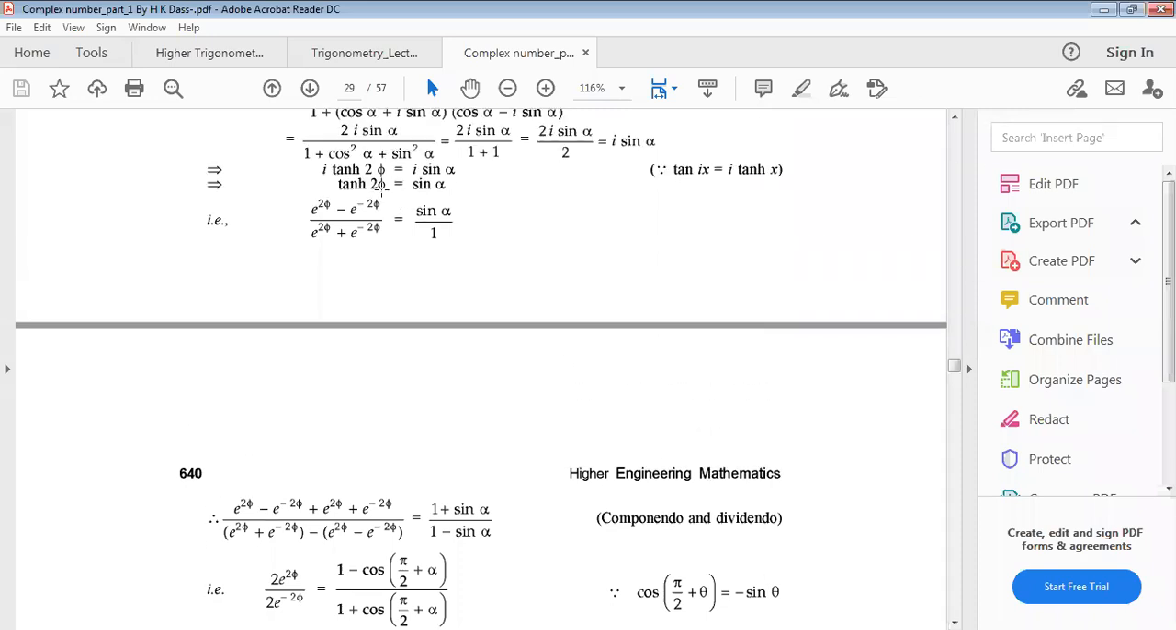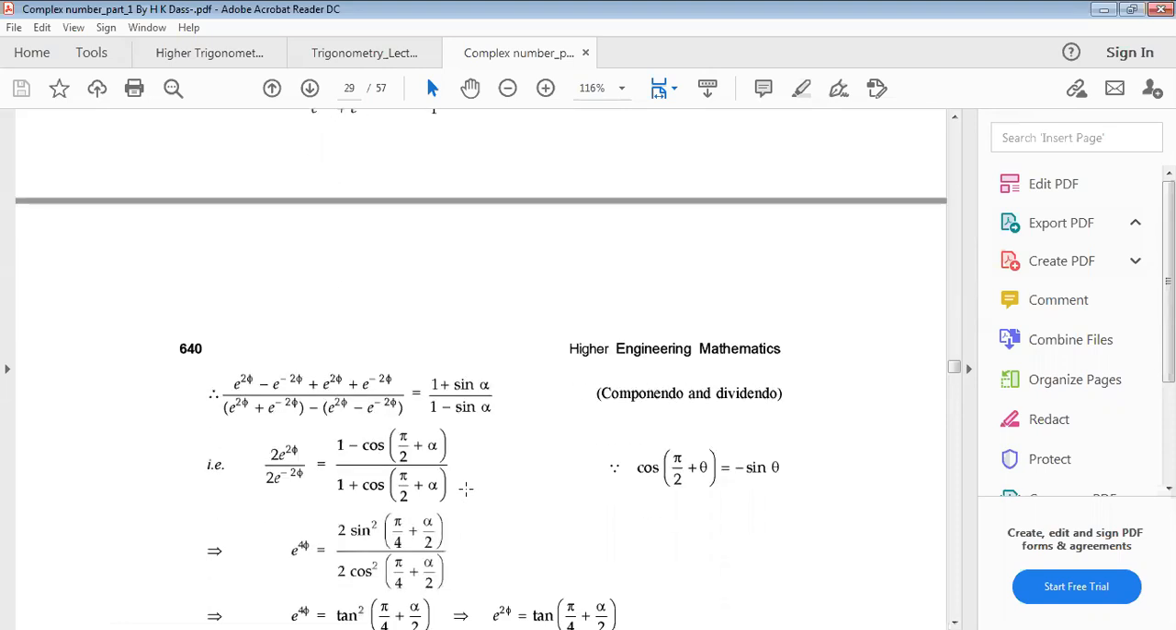Now tan twice pi equals e to the power twice pi minus e to the power minus twice pi, over e to the power twice pi plus e to the power minus twice pi. Sin alpha can be written as sin alpha by 1. Now by componendo dividendo, that means in Bengali yojon biyojon: numerator plus denominator in the numerator, and numerator minus denominator in the denominator. That means 1 plus sin alpha over 1 minus sin alpha.